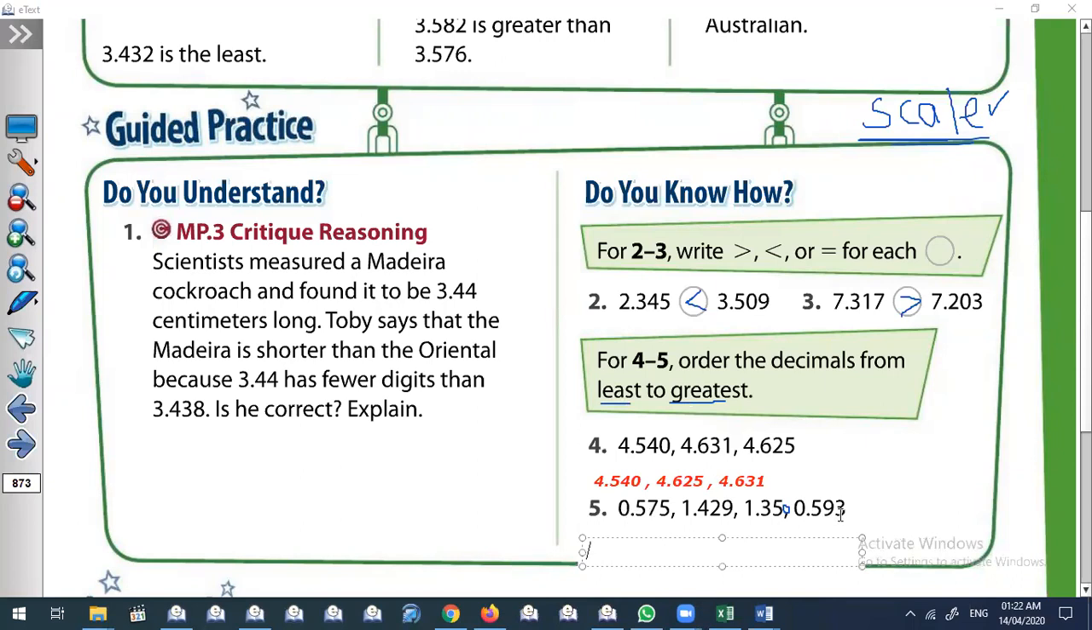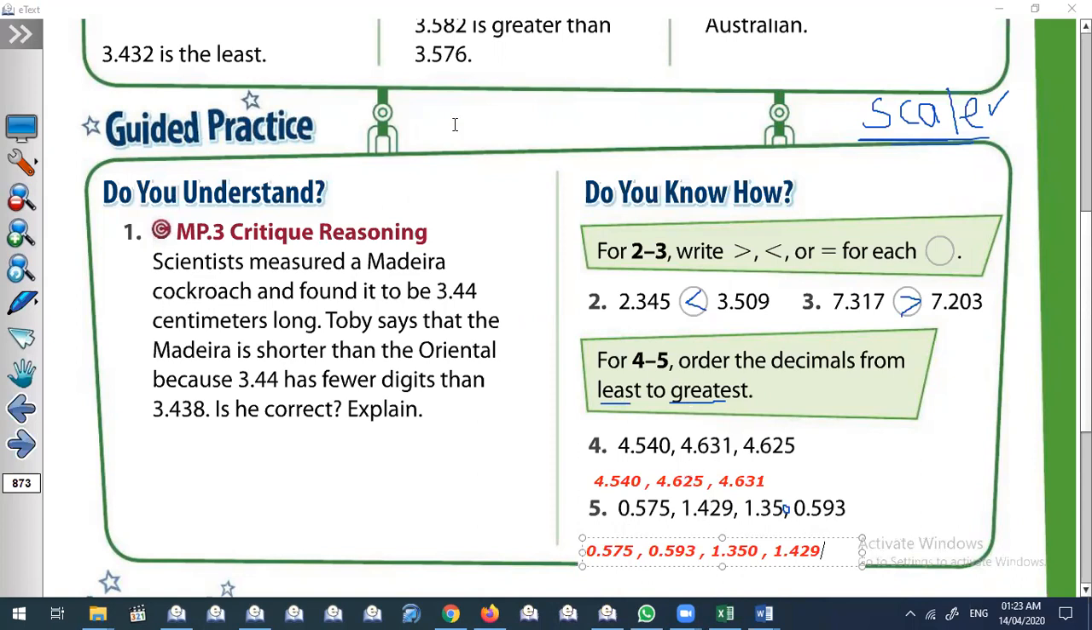Now let's order. 0.575 and 0.593. Which is the smallest? 0.575. After that, the other one, which is 0.593. Now we have 1.429 and 1.350. So the smallest is 1.350 and the last one 1.429. So the scale is very, very, very important.